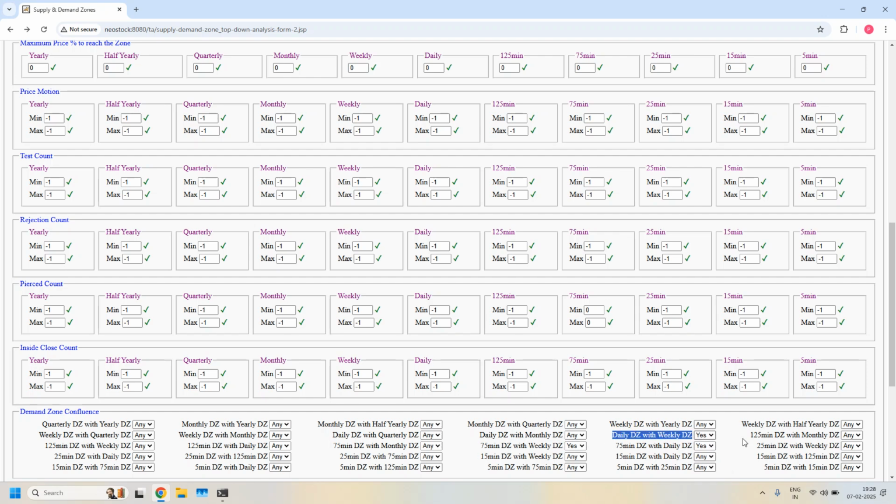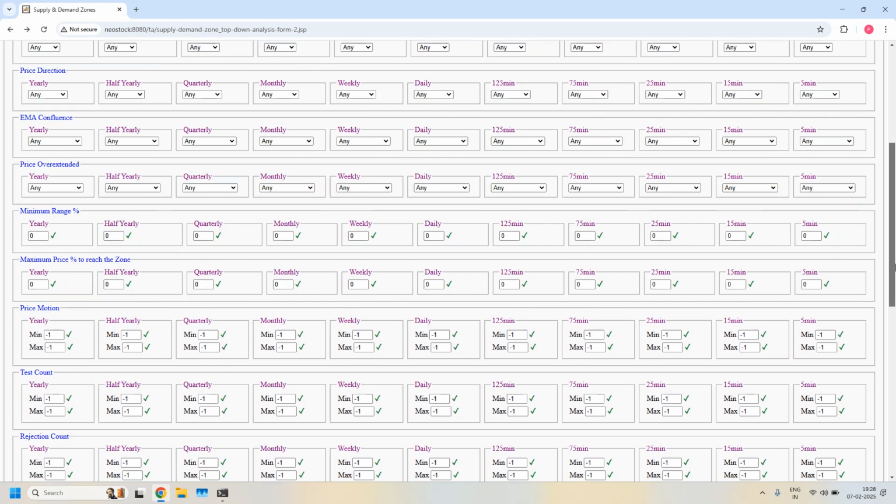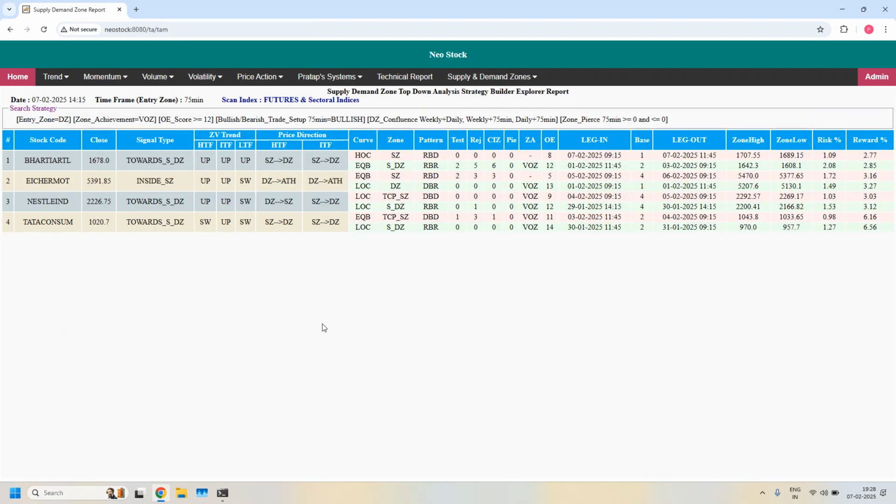With all the 3 filters enabled, LTF, ITF, HTF demand zone confluence, we got 4 stocks. In these 4 stocks, the 75 minute demand zones are overlapped with the daily demand zone. Both together are again overlapped with the weekly demand zone. And the weekly trend is up in the first 3 stocks. The fourth one is sideways, we can ignore it.